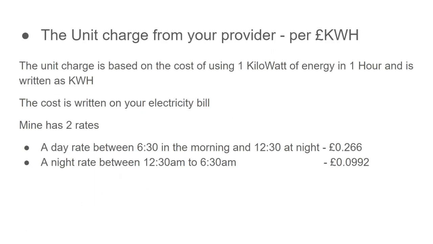Now the unit charge from your provider is in pounds per kilowatt hour. And the unit charge is based on the cost of using 1 kilowatt of energy in 1 hour and is written as kilowatt hour. And the cost is written on your electricity bill. My electric bill has two rates at the moment, a day rate between 6:30 in the morning and 12:30 at night, which is at 26.6 pence, and a night rate between 12:30 and 6:30 in the morning, and that is at 9.9 pence. So again, we've got two rates.